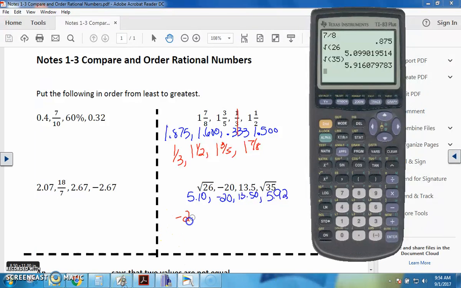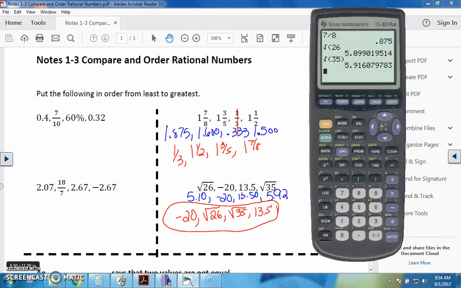-20. Our next largest number would be the square root of 26. And then our next largest number would be the square root of 35. And then our largest number would be 13.5. So that is going to tell us.